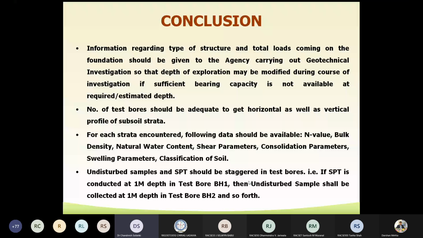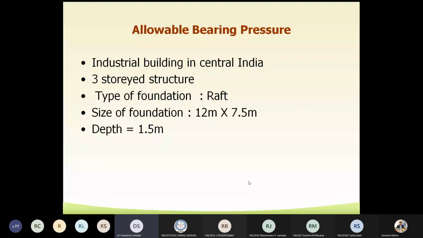This problem is taken from the book by Satyendra Mittal, titled Soil Testing for Engineers. An industrial building in central India has to be located. It is a 3-story structure. The type of foundation is raft. The size of the foundation is 12 meter by 7.5 meter and the depth is 1.5 meter. We are going to calculate how the total settlement of the foundation is computed, and based on that, how we determine the allowable bearing pressure.